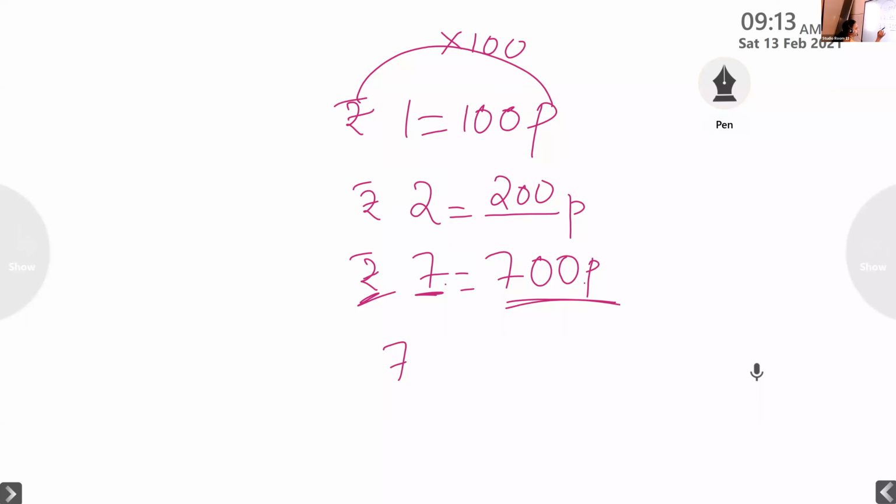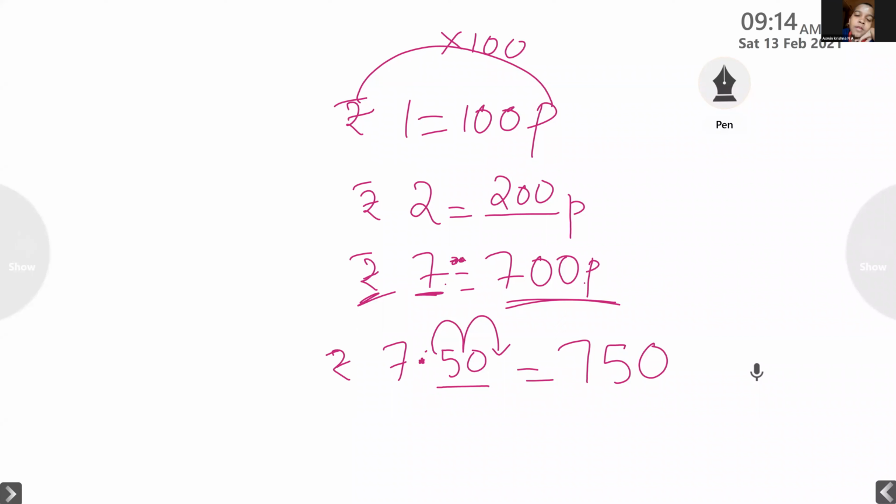Now, children, the same question, but here I don't have any decimal point. Nothing is there. But here I have 50 paise. This is 7 rupees 50 paise. So how will we change? Here we have two places after the decimal. So children, this decimal we should move 1, 2 digits. That means write the number without any decimal point and write the paise.